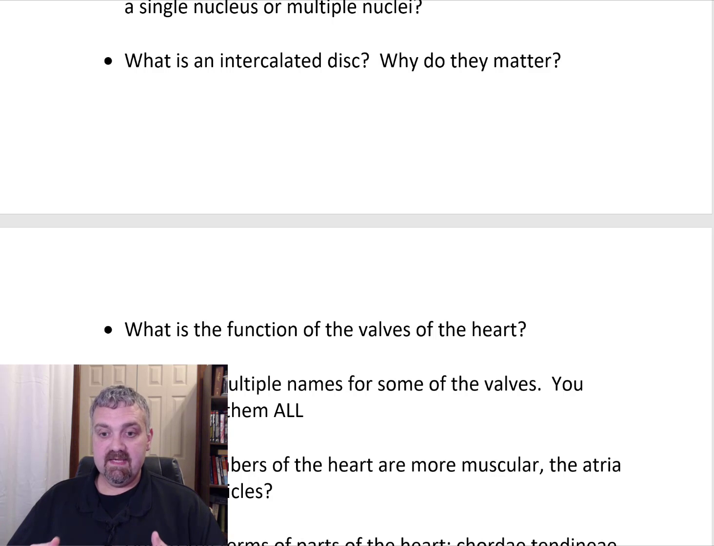But the heart has a special electrical connection so that one stimulus is able to cause the entire heart muscle to contract. And we'll talk about that when we get to the conducting system. So there are special connection points between heart muscle cells that allow them to function as one unit. That's the intercalated disc.